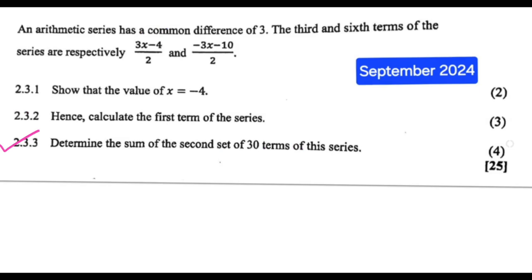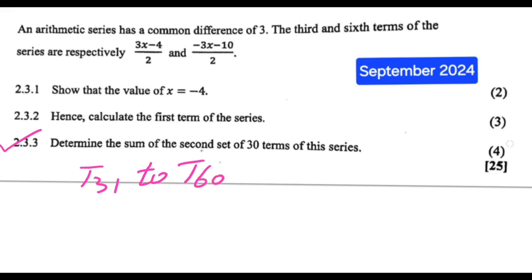This is the last question, and this is level 4 question. He said determine the sum of the second set of 30 terms of this series. So identify the terms for the second set of 30 terms. Must remember, the second set of 30 terms refers to terms 31 to 60. So which means T31 to T60.